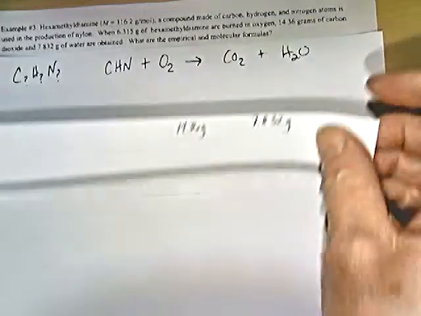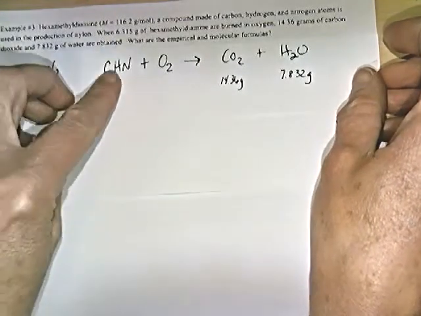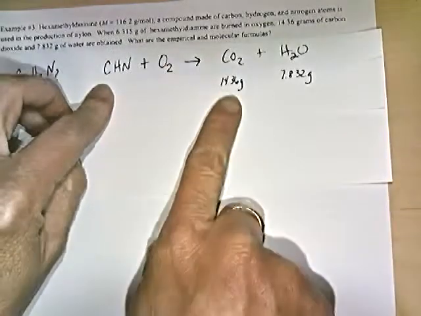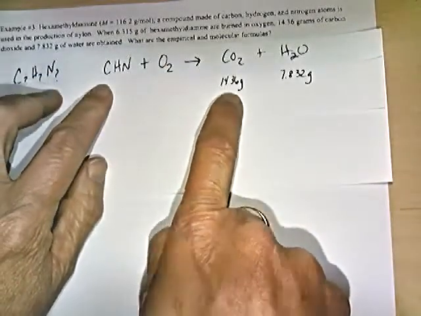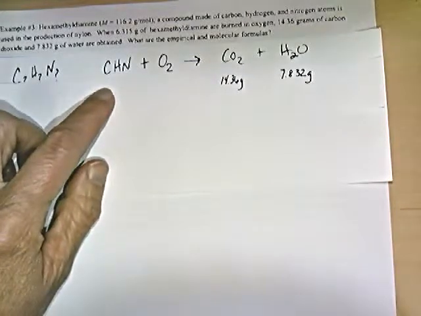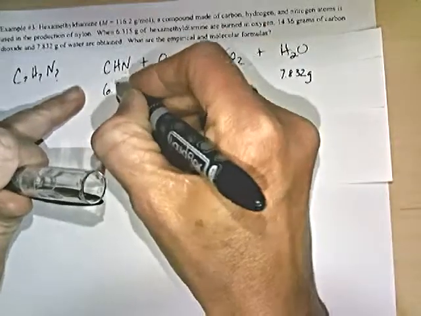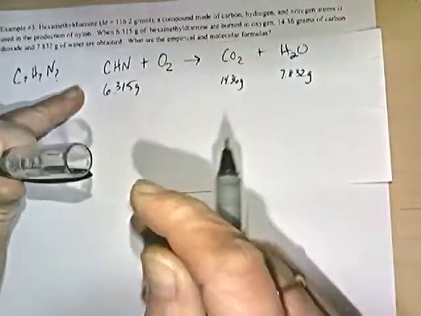So I have an initial amount of 6.315 grams of this, and I'm making 14.36 grams of CO2 and 7.832 grams of water. This is just helping me organize all of these numbers in the problem, and trying to digest it because there is a lot of information given in this problem. Ultimately, it's a molecular formula problem, so it's going to look similar to our empirical formula problem.